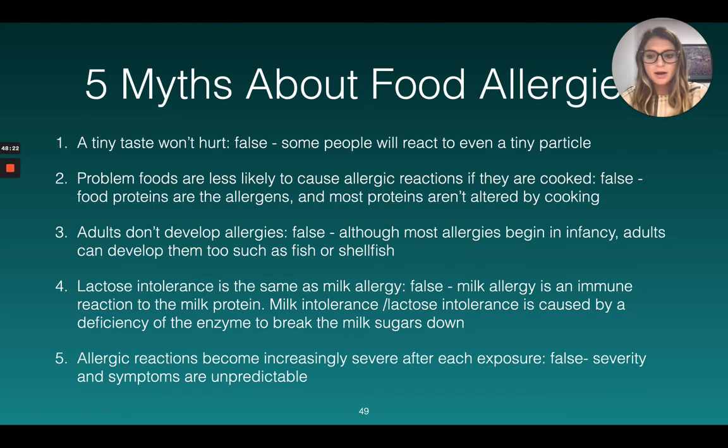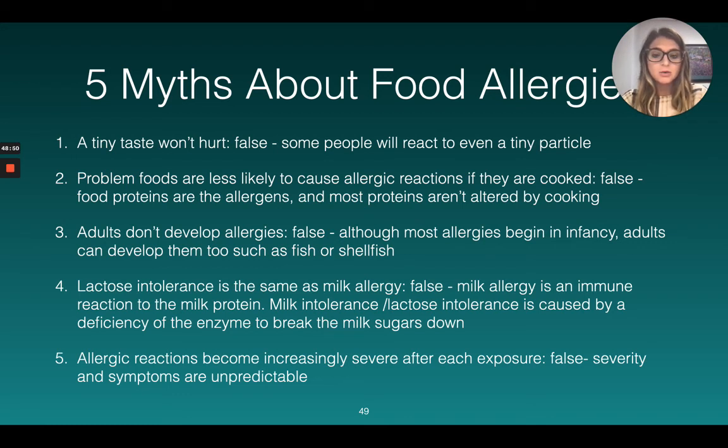And number 5, allergic reactions become increasingly severe after each exposure. This is false. A lot of people believe that if you repeatedly consume something, your response each time is going to get more and more severe. So maybe if you started out with a hives reaction, then the next time you may have anaphylaxis. This is false. There's really no way to narrow down what the type of reaction is.